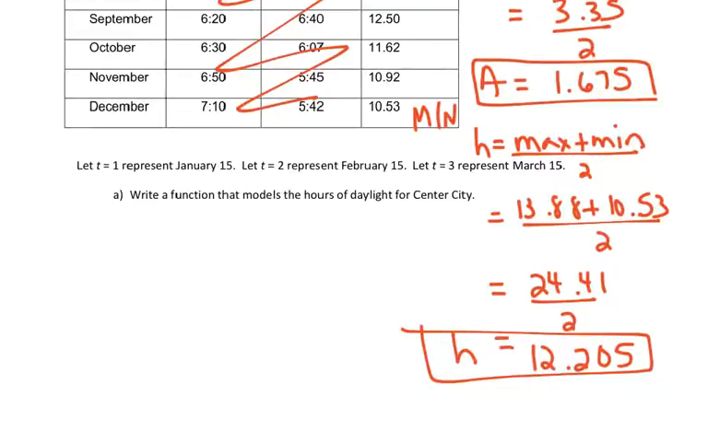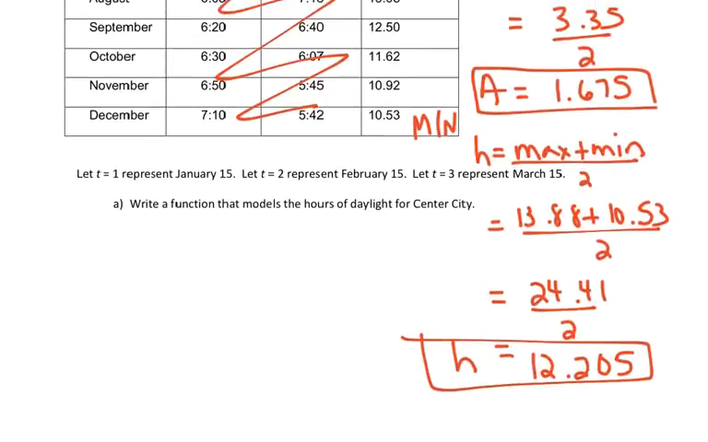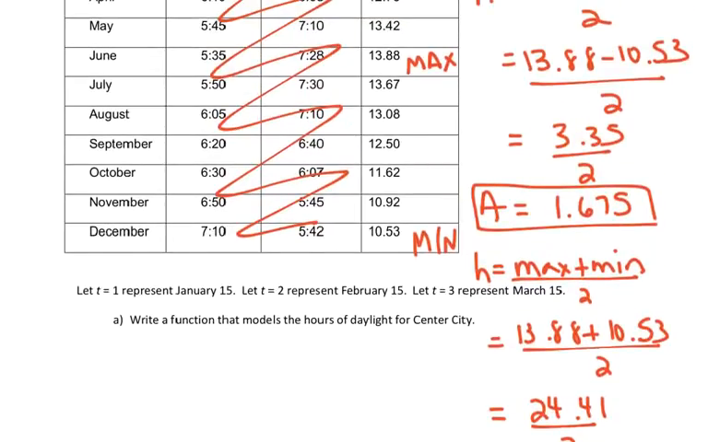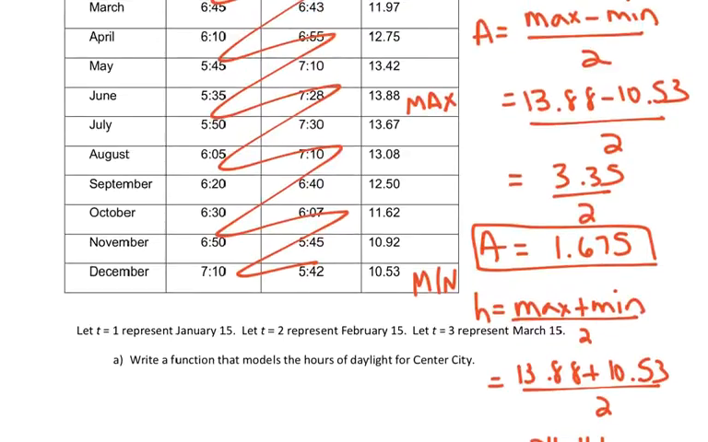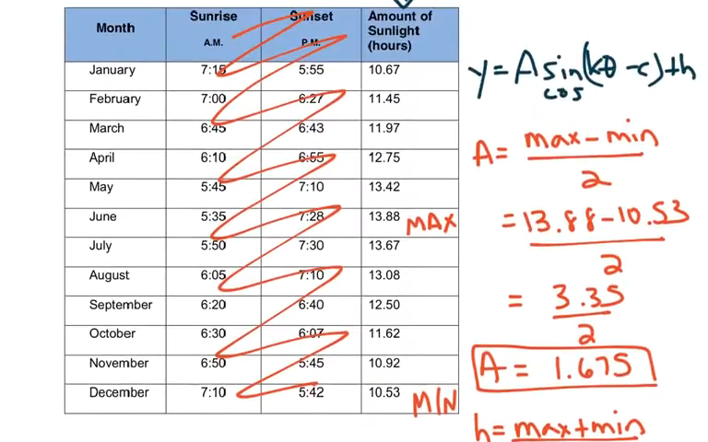equation. Now what I haven't determined yet is whether this is really a sine or a cosine function. So if you think about graphing them, remember here the max is at about 13.88 and the minimum is at 10.53. So look up here at the top at January.